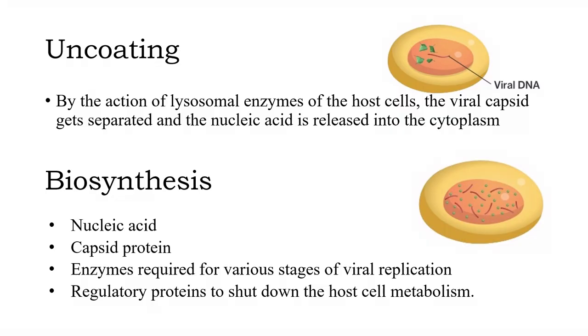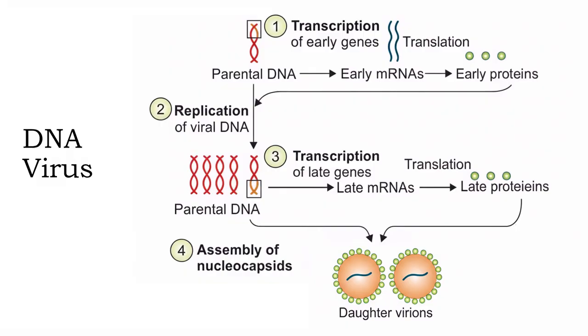Now, if it's a DNA virus, obviously you have a DNA which forms the mRNAs. The mRNAs will give rise to early proteins. Then the replication of DNA will happen. Then the late proteins will be formed. Now all these together will form the next generation of viruses.